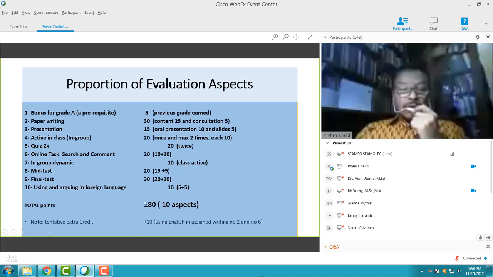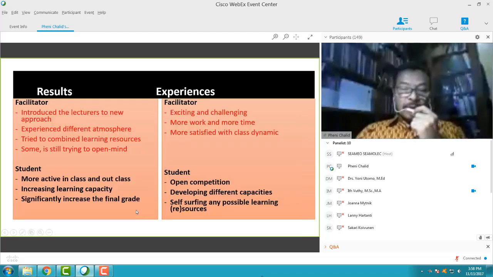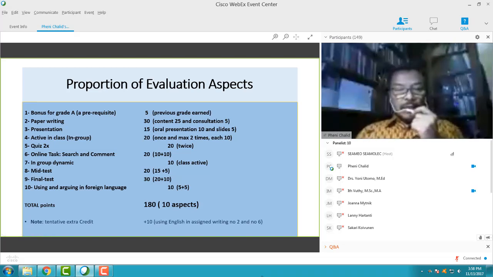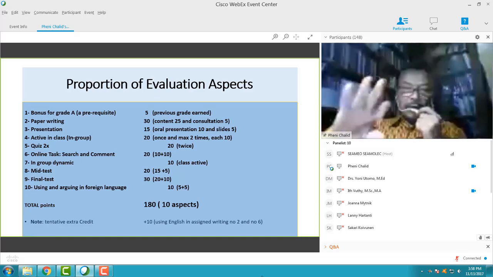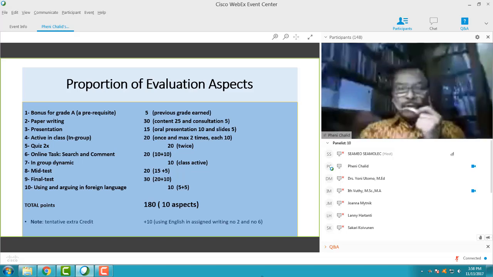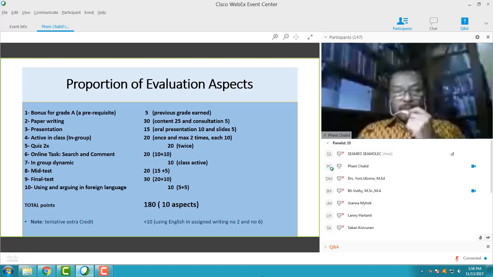Based on this system, I realized almost all of them get B and A at the end of the class. The A is, for Indonesia, the best, and the second best is B. So almost all are B and A, depending on how active they are. So the competition will end with the grade A and B.